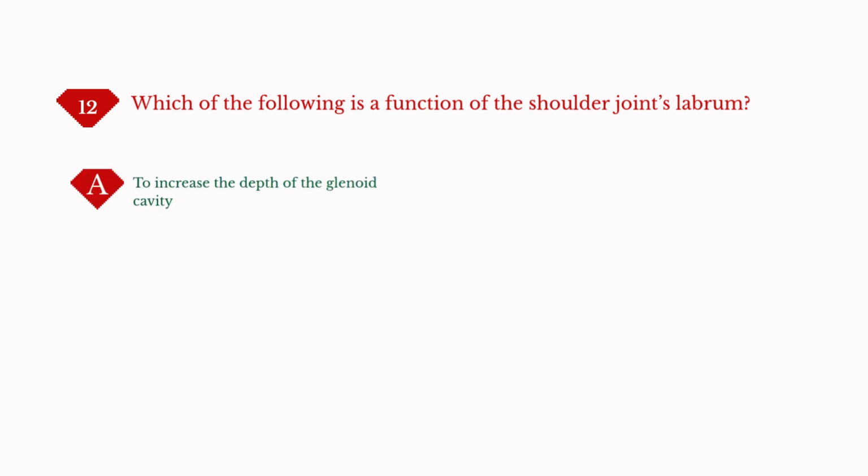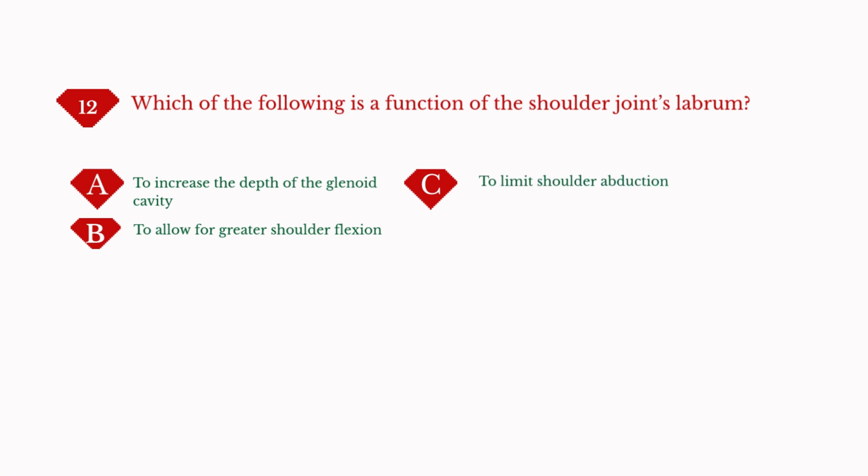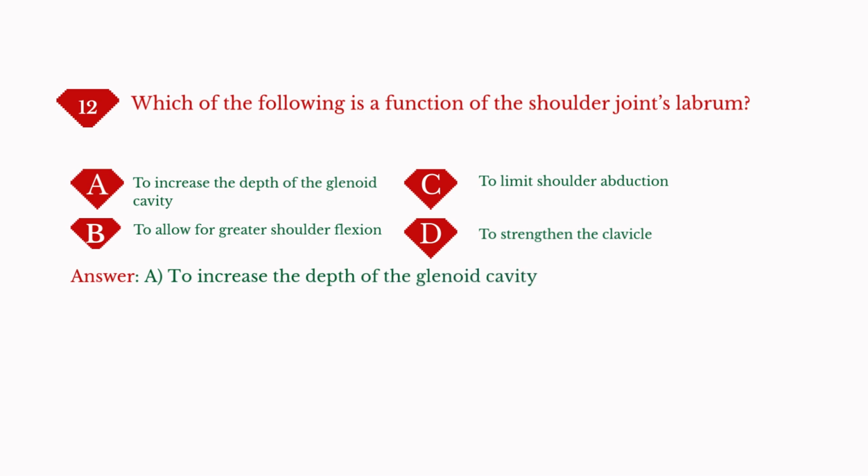Which of the following is a function of the shoulder joint's labrum? A. To increase the depth of the glenoid cavity. B. To allow for greater shoulder flexion. C. To limit shoulder abduction. D. To strengthen the clavicle. Answer: A. To increase the depth of the glenoid cavity.